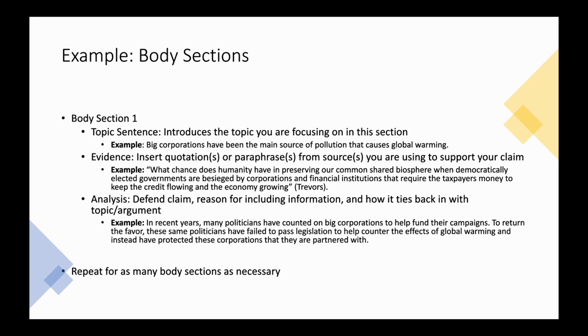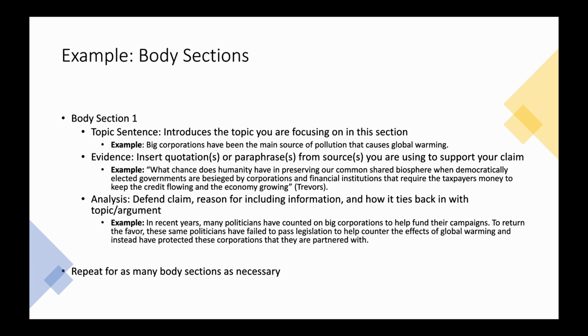Here's the example of how we would outline our body sections using the global warming example. So body section 1, our topic sentence would introduce the topic we are focusing on in this section. And in this case, our topic sentence is revolving around big corporations. So our example is that big corporations have been the main source of pollution that causes global warming.